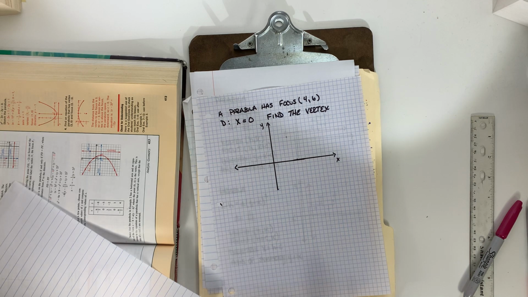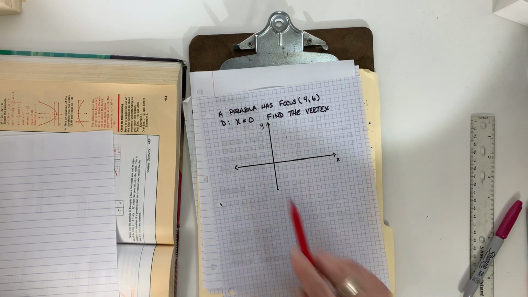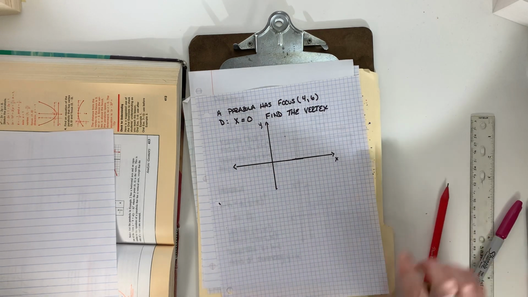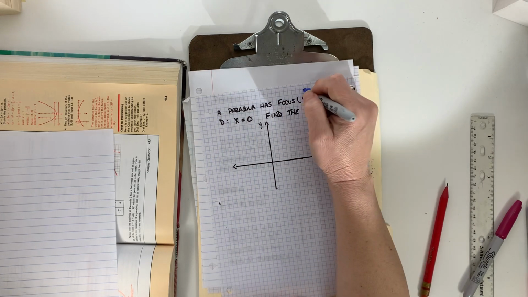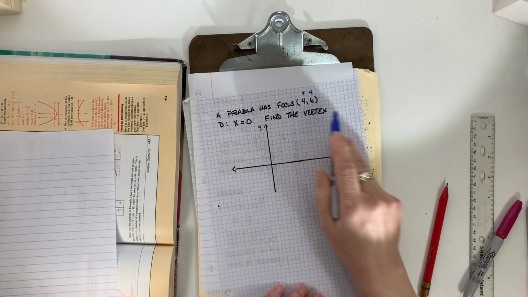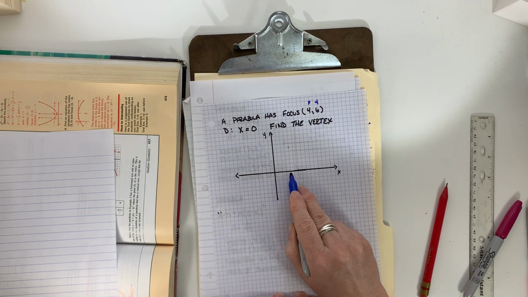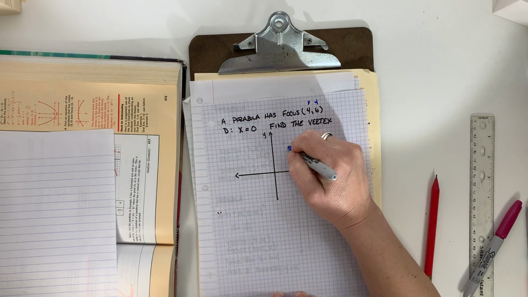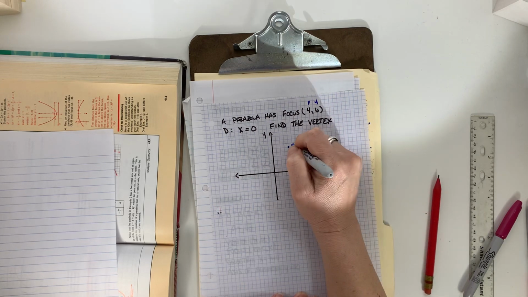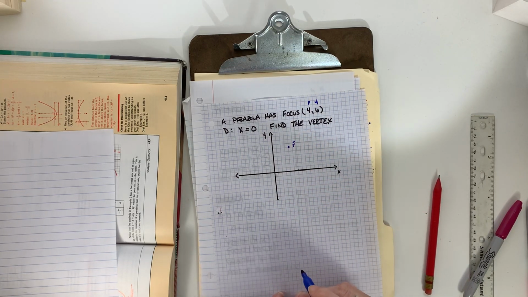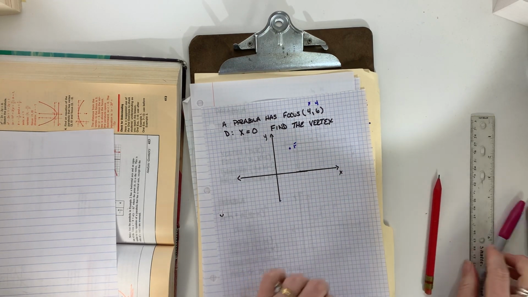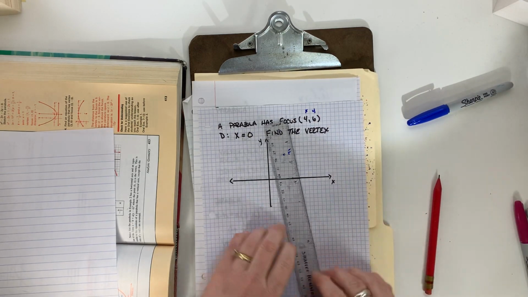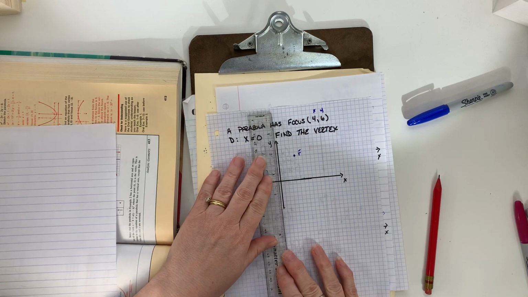A parabola has a focus of 4, 6, a directrix x is equal to 0, and they want us to find the vertex. So let's take a look. The focus, remember, x, y. The focus is 4. 1, 2, 3, 4. 1, 2, 3, 4, 5, 6. Okay, that's our focus. Okay, the directrix is x is equal to 0. So where is x equal to 0? X is equal to 0 here.